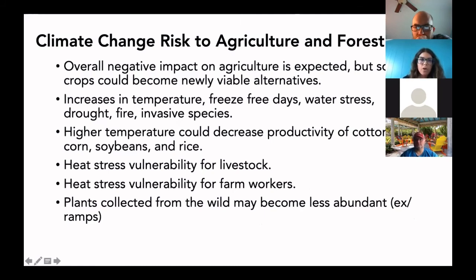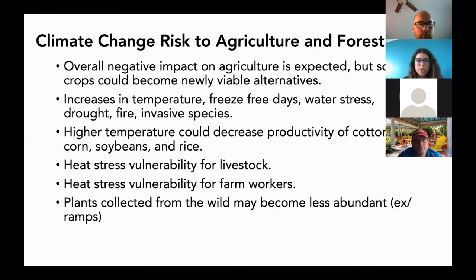Okay, so climate change risk to agriculture and forestry. There's a whole section of the report on this, and I would encourage you guys to take a look at it. Overall negative impact to agriculture is expected, but there might be some benefits. There are some crops that could become newly viable alternatives. There are some things you might be able to grow that you couldn't grow before. Increases in temperature, freeze-free days, water stress, drought, fire, and invasive species.